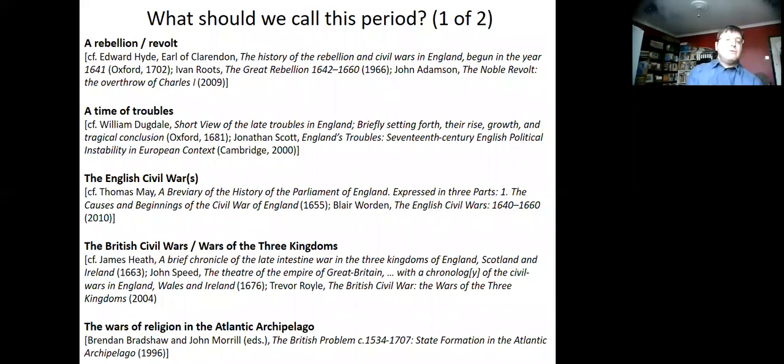Here an example is the poet and historian Thomas May's A Breviary of the History of the Parliament of England. Here, civil war is important because what it does is it connects the history of England with classical history, particularly ancient Rome, which is what May and other writers had in mind, and the civil wars that afflicted the Roman Republic. So this is very much positioning English history as part of a trajectory stemming from classical history.